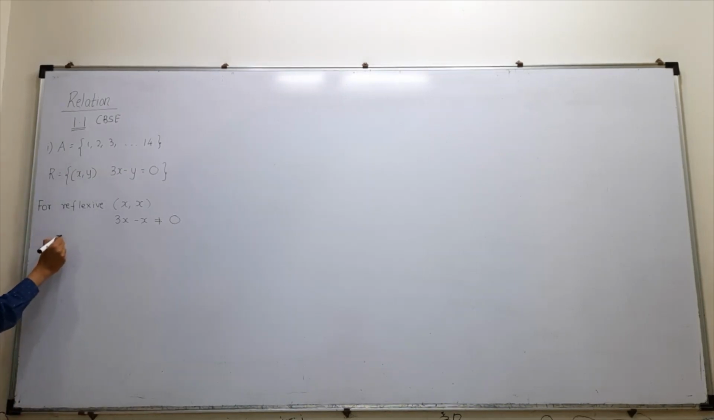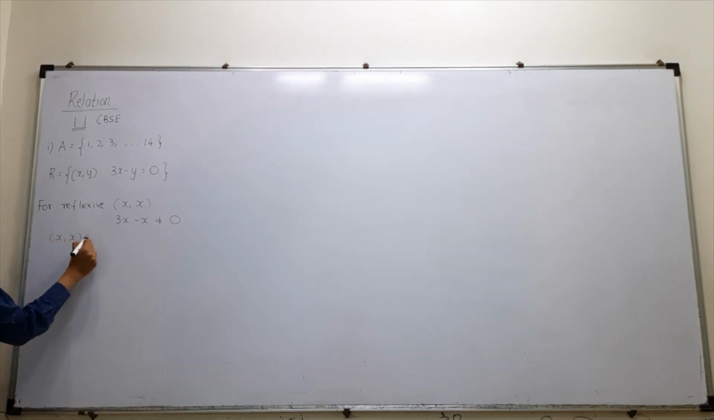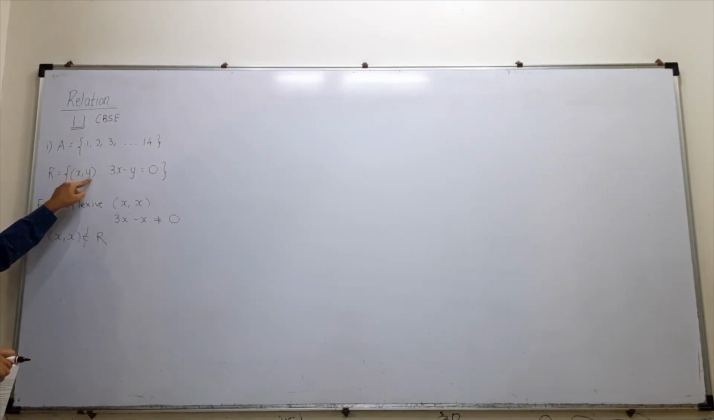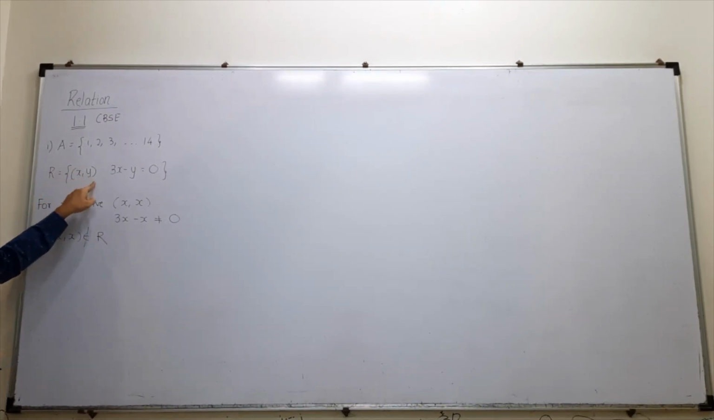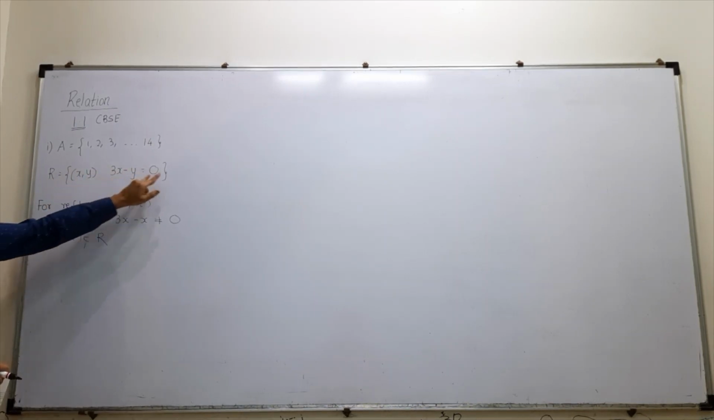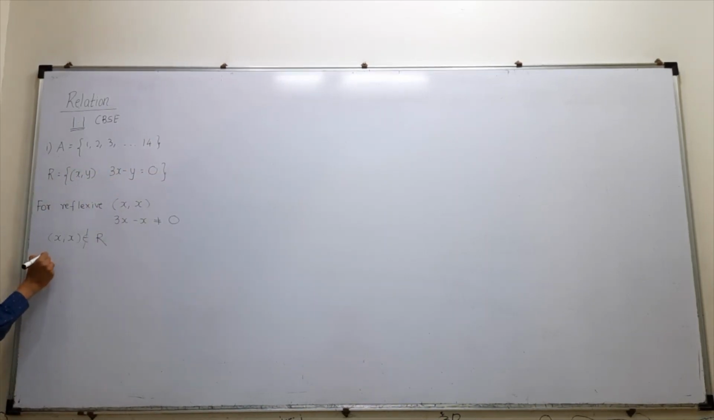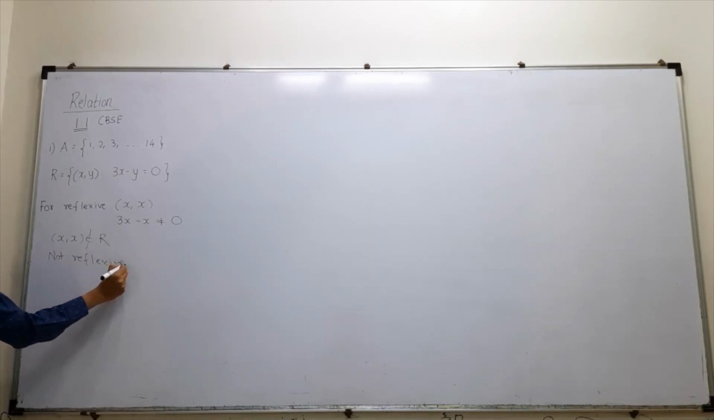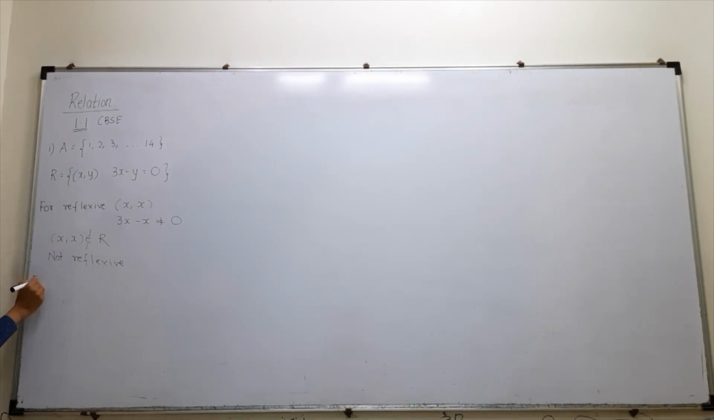That is x, x does not belong to R. So if I take both the elements the same, that is 1, 1, 2, 2, 3, 3, I will never get 0. Therefore, it is not reflexive. This relation is not reflexive. Okay?